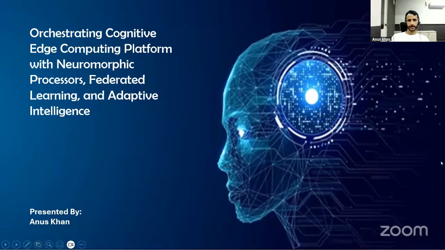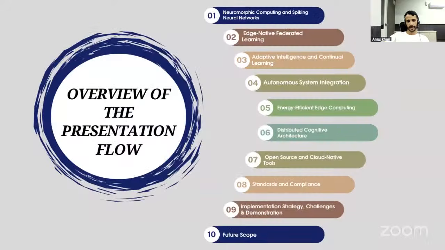Bismillahirrahmanirrahim. Hello everyone, my name is Anas Khan. I am here to present the topic which is orchestrating cognitive edge computing platform with neuromorphic processors, federated learning and adaptive intelligence. In this presentation, I will discuss thoroughly federated learning and adaptive intelligence, what key role these technologies play and why these technologies are essential. Moving to the next slide. Here is the overview of my presentation, what we will cover in the next couple of slides. So without wasting any time, we are moving to the first slide.